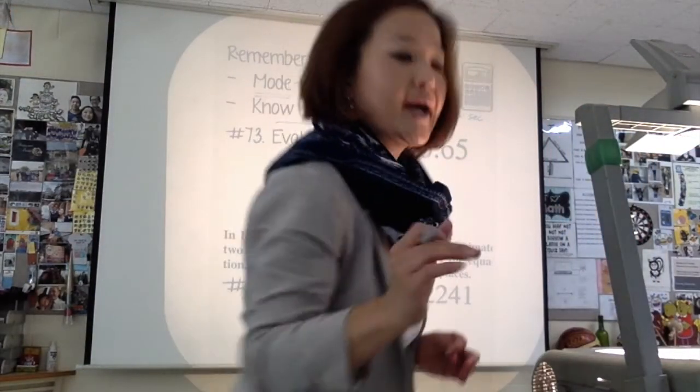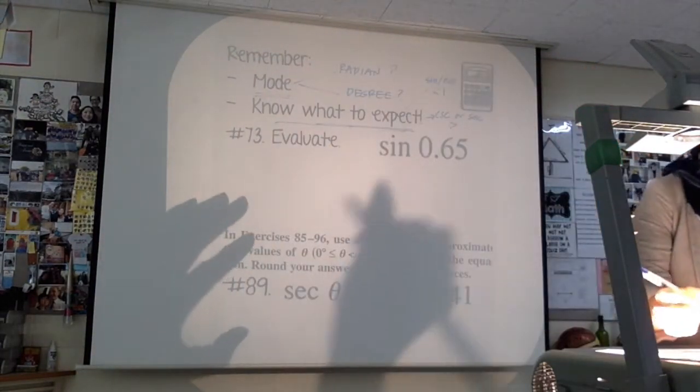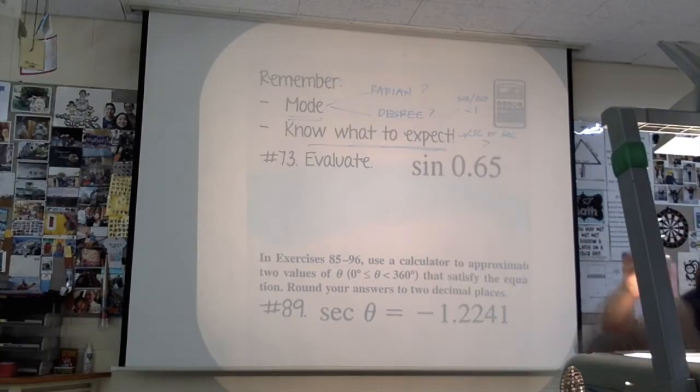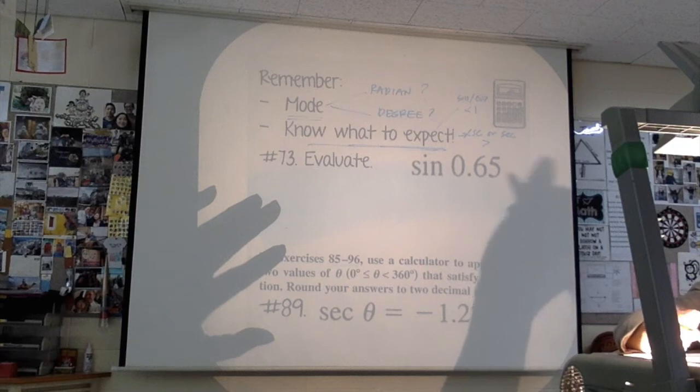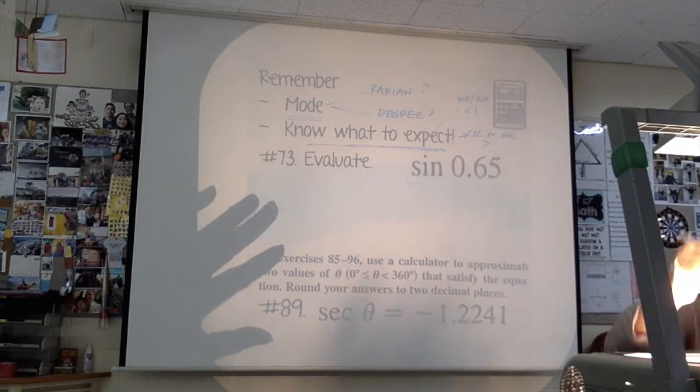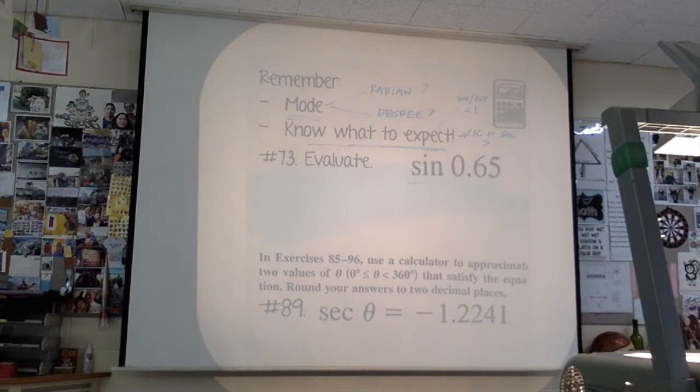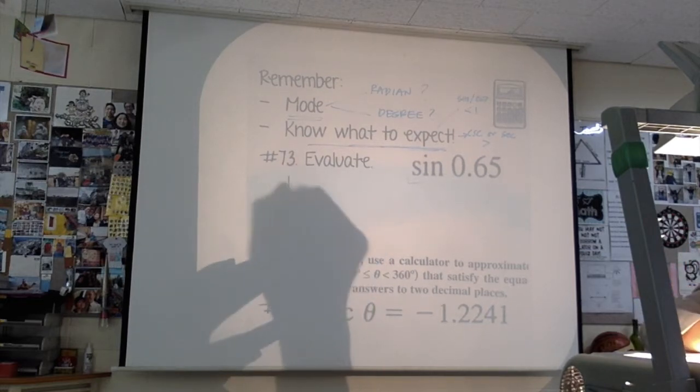All right, so keep that in mind as you're working, okay? So you guys, we have evaluates. All right, so we have this established. Let's try one. Always know what to expect in the answer. Sine 0.65, what does that really mean? So think about it always in terms of a circle.